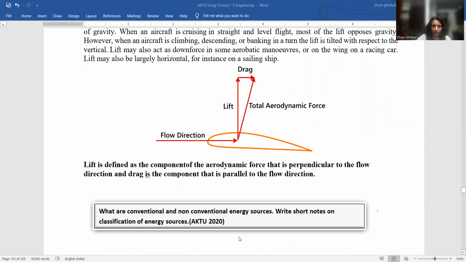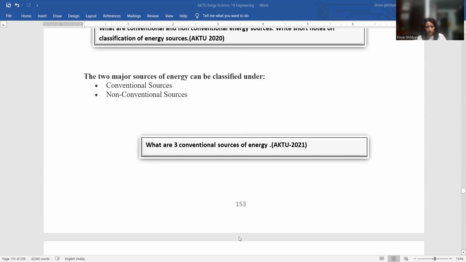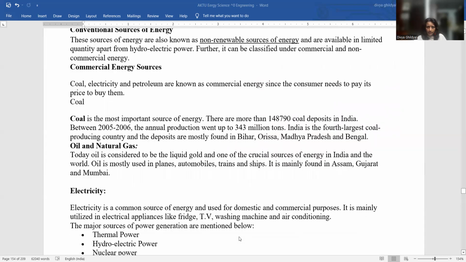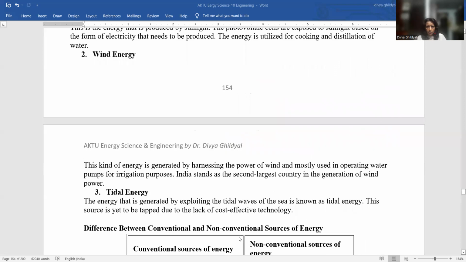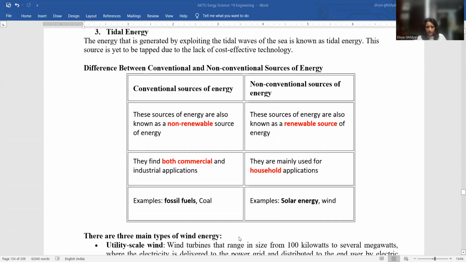So lift is defined as the component of the aerodynamic force that is perpendicular to the direction of flow, and drag is the component that is parallel to the direction of flow. This I have discussed with you. This question was actually asked in the AKTU exam.